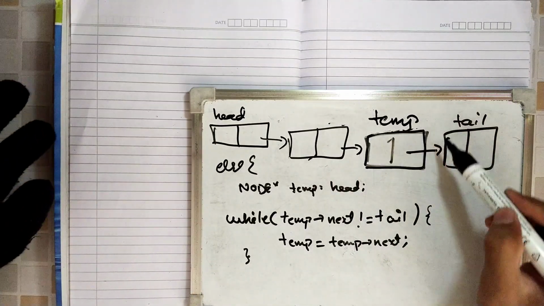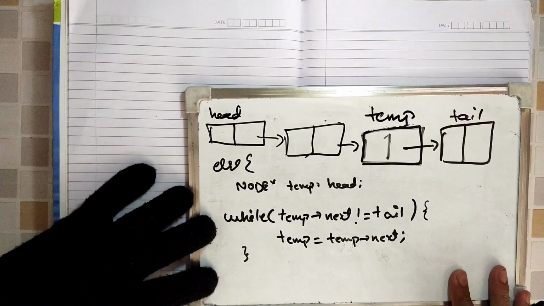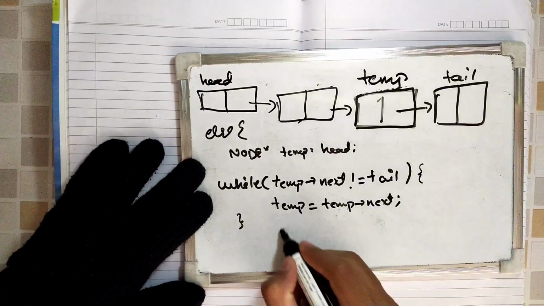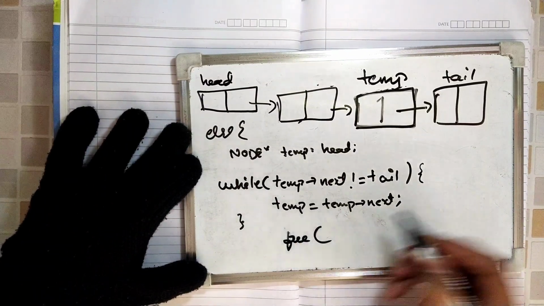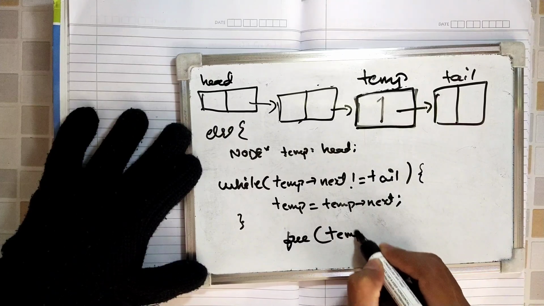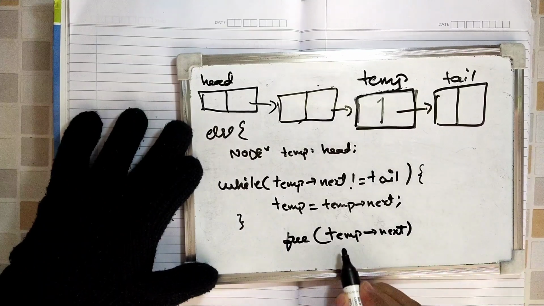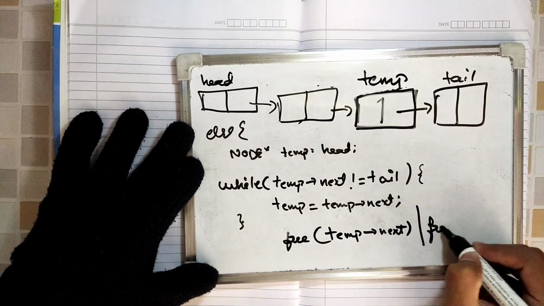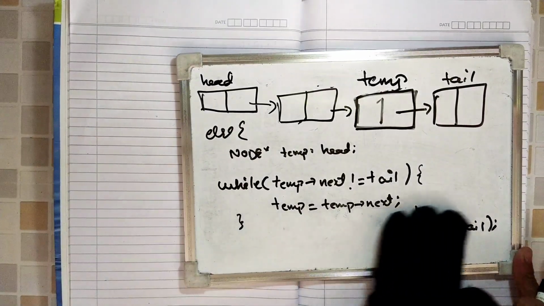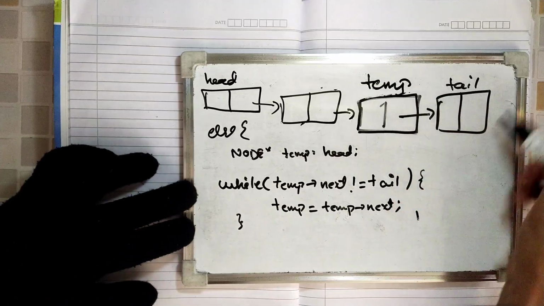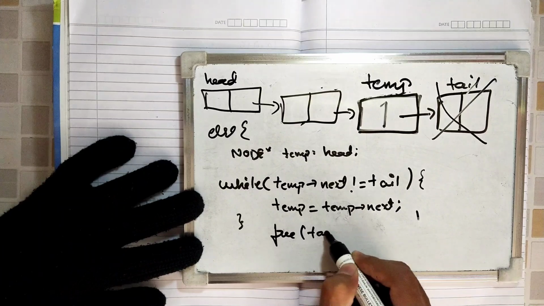Now as you can see here, I wanted to bring my temp to the second-to-last node. Why? Because now see here, how will I delete this node? Either of two things you can write: free, I can write temp of next, or else I can write free tail. This is easy, right? Free tail I will do. Both are the same. Temp of next I can delete this node, or else free tail, the same thing will happen.